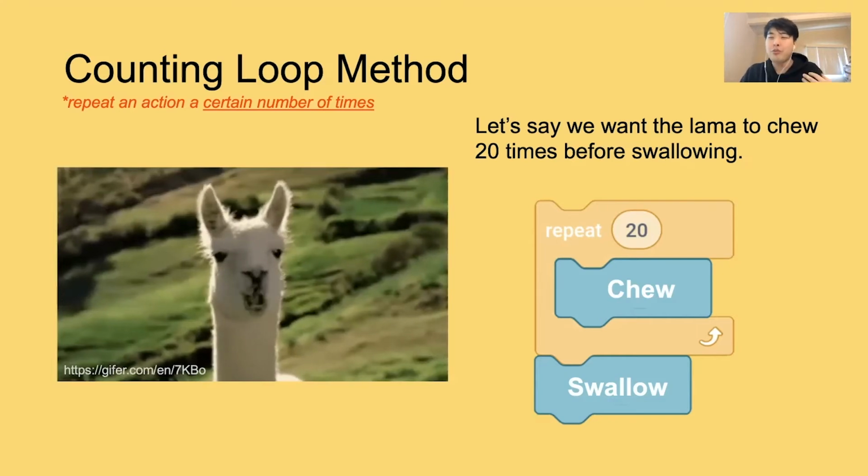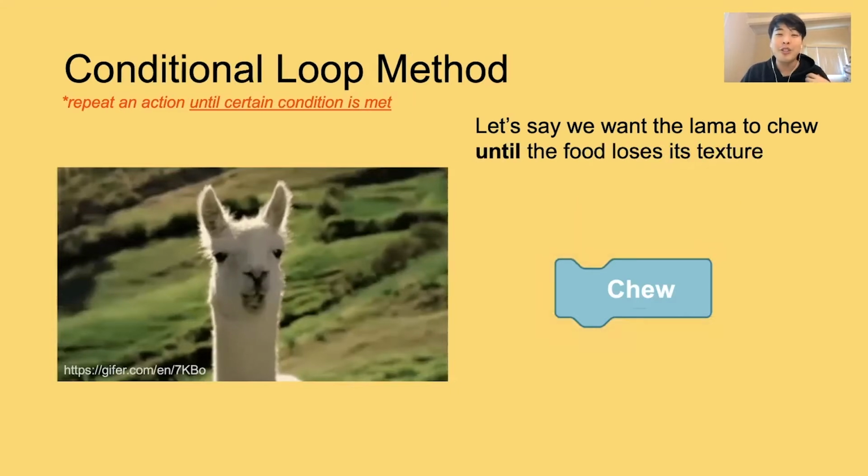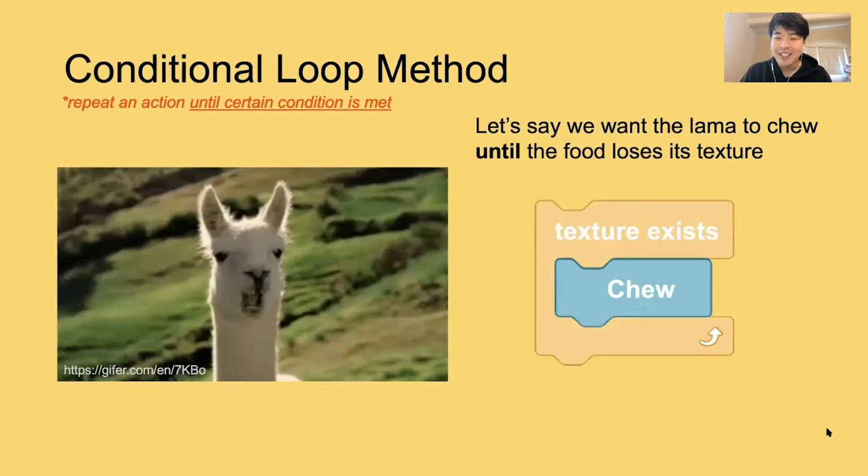So what do humans do? Humans usually don't really count. I mean, maybe your parents would tell you that you have to chew 100 times, but it's not practical. So what we usually do is a conditional loop, okay? You chew until you want to swallow your food, right? Usually the recommendation is to chew until the food loses its texture, okay? When you're chewing, you know that the food is no longer the same texture as before. That means it's ready to be consumed, okay?